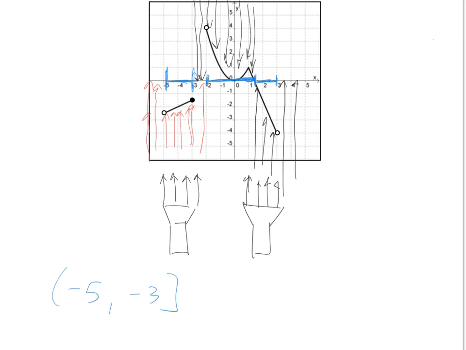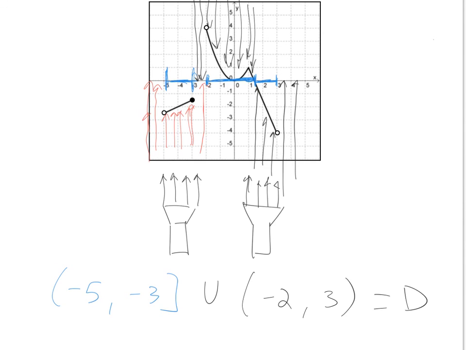Then the domain exists from -2 all the way to 3. Even though it looks like it's two separate parts, it continues. This function is continuous, so it takes on all the values from -2 all the way to 3, not including those endpoints.